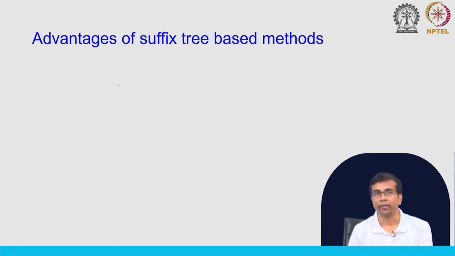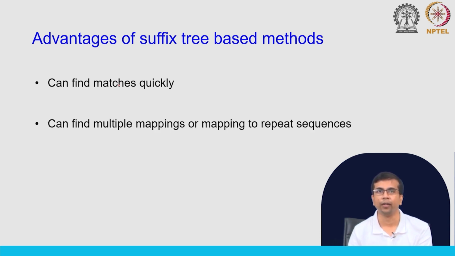So, what are the advantages of suffix tree based methods? What we have seen is that we can find matches very quickly. We have seen some very simple examples, and we can find multiple mappings or mapping to repeat sequences quite easily. It is very quick because of the specific data structure that you are using.